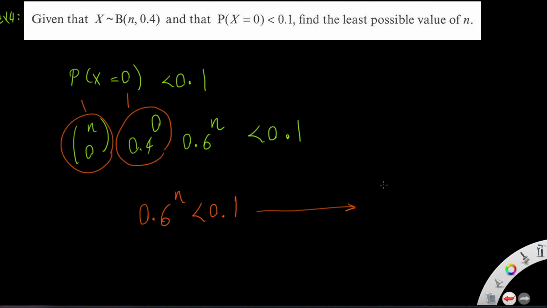By keeping on with trial and error, you will see that n is equal to 5 will be the first number, which is actually the least possible value of n, so that 0.6 to the power of 5 will be less than 0.1, so n will be 5.